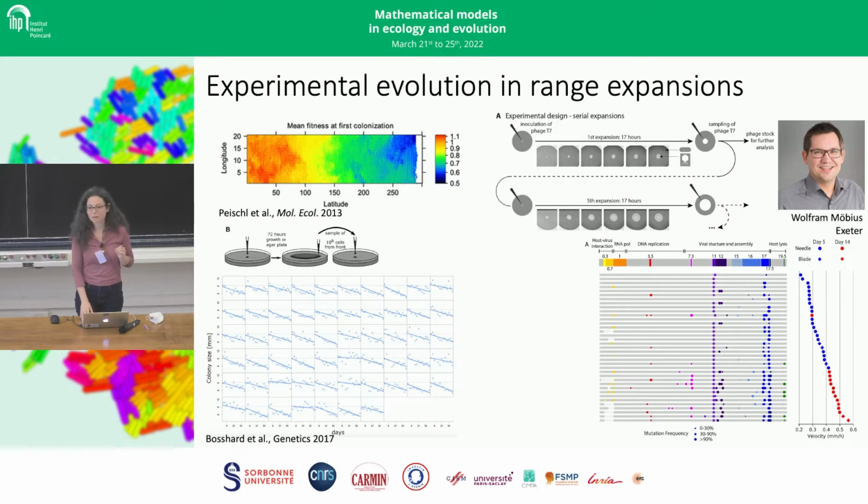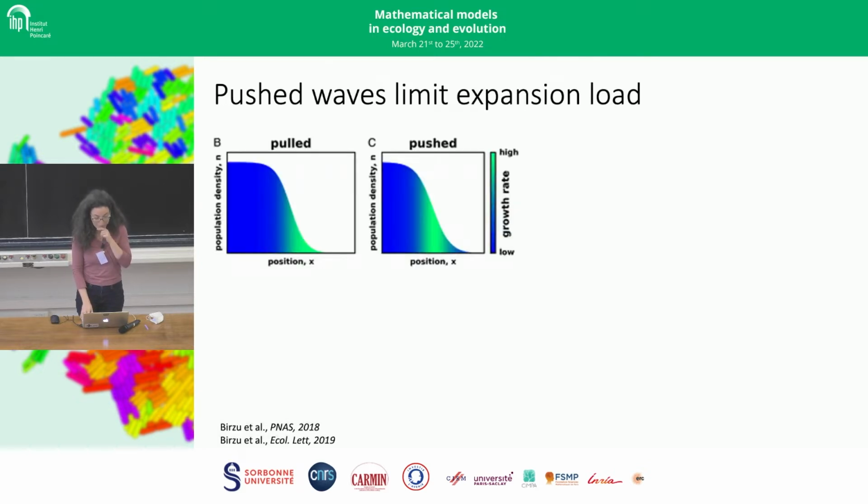I'm not going to talk about how it does it, because we still don't know. It's still an open question. But the result of this experiment motivated a rethinking about how these range expansions in viral populations occur, which is what I'm going to talk about today.